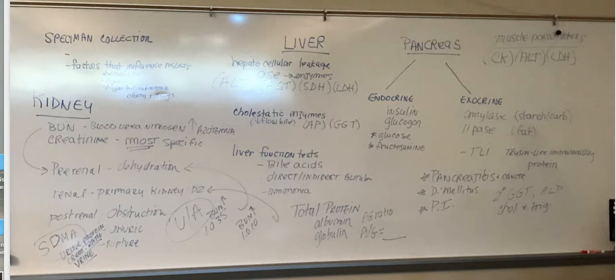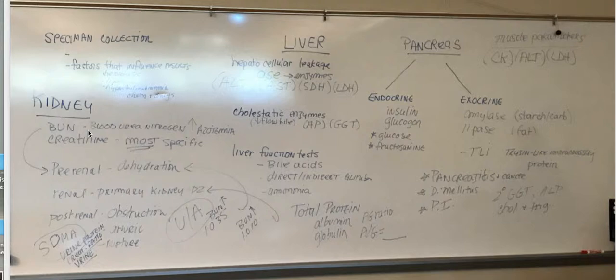After specimen collection, the first organ system we're going to cover is the kidneys. The kidneys are super important because they affect minerals such as calcium, phosphate, and magnesium. They affect our electrolytes and electrolyte balances, and they affect acid-base balance as well. The two main tests that we think of when assessing the kidneys are the BUN and creatinine.